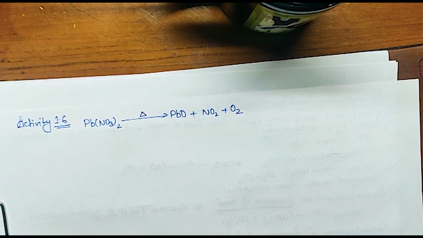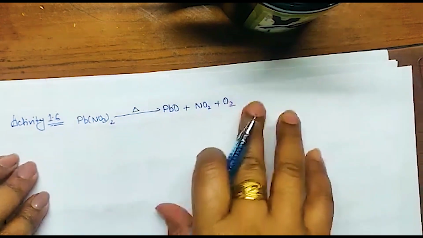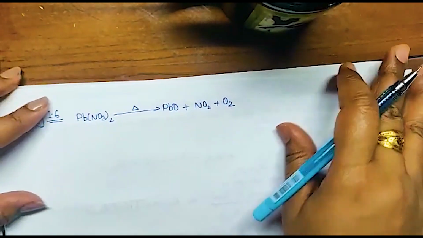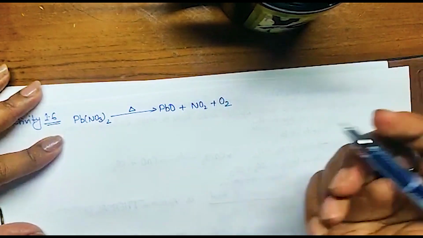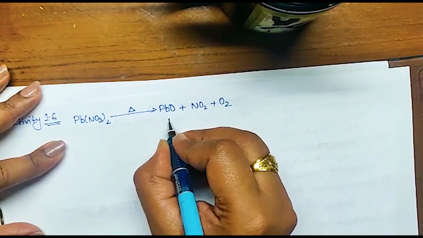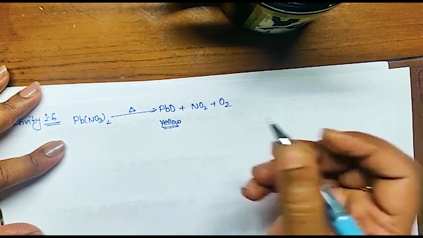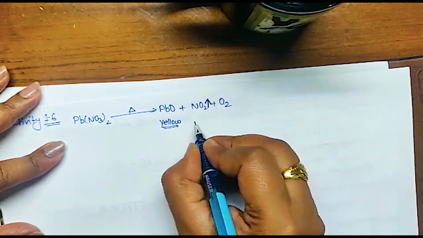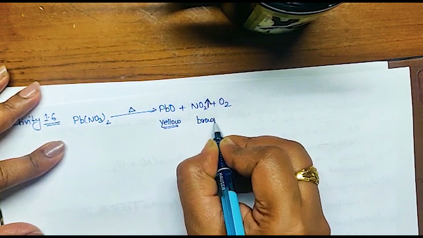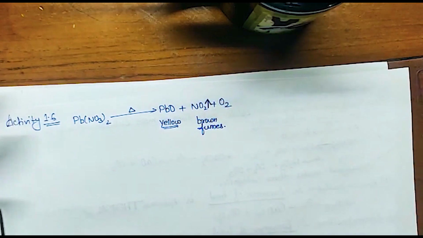And one thing I just want to explain. Okay, first let me complete this and then I will do that. So what is the color change you will observe? PbO, that color will be yellowish. And this NO2 as a gas will go out as brown fumes. Got it? And oxygen has no color obviously.